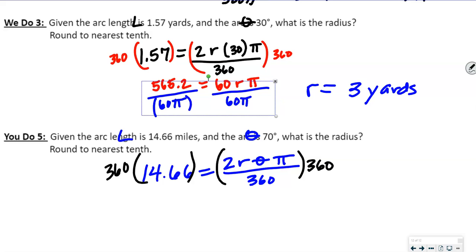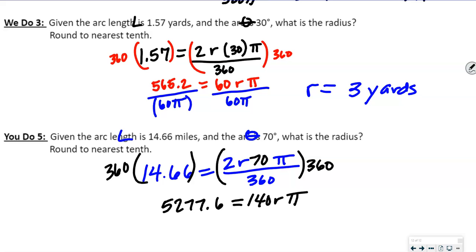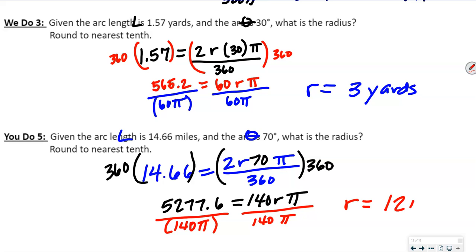I got 5277.6. That's going to be equal to, oh, I forgot to put that right there, y'all. That should have been a 70, right? 2 times 70 is 140 r pi. So once again, divide both sides by 140 pi. Divide this by 140 pi. Notice I put it in parentheses this time just to make sure I get the right answer. And again, the radius is equal to 12 miles.